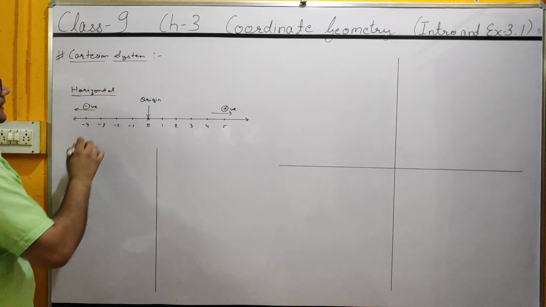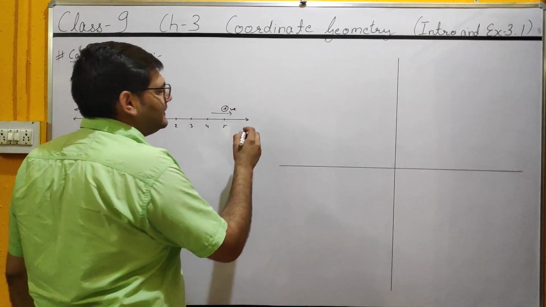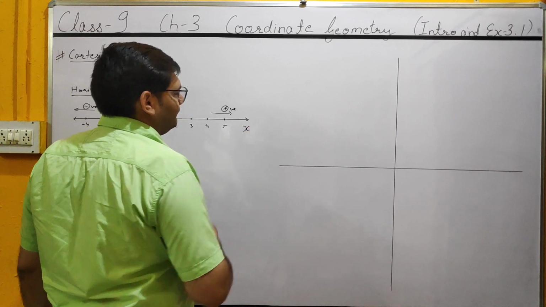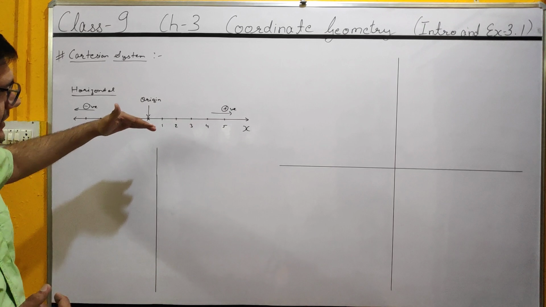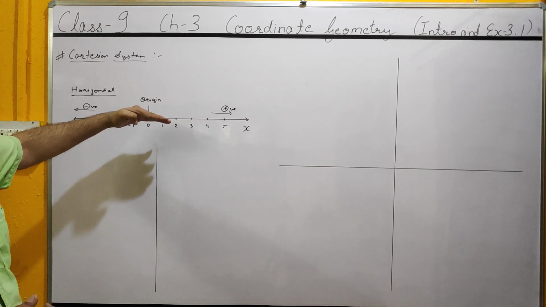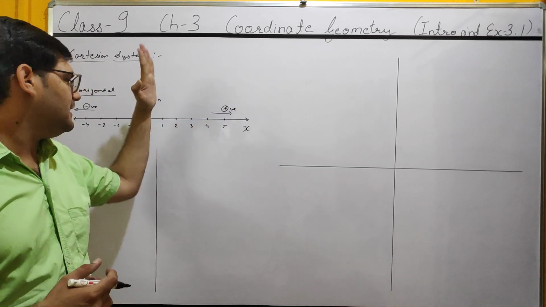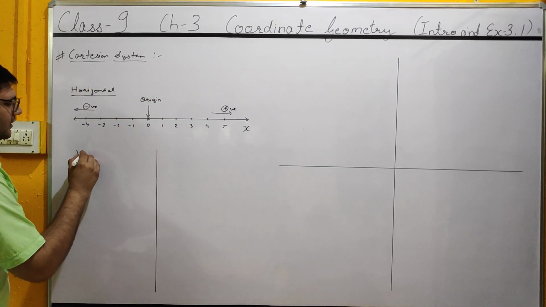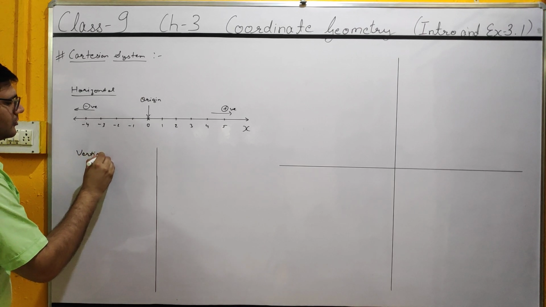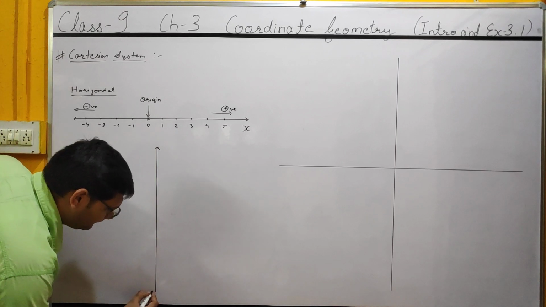Horizontal. Okay. And now if I name it, suppose this is X. This line is X. And now instead of taking this number line in horizontal, I will take it in vertical. So vertical. In vertical, what will happen?